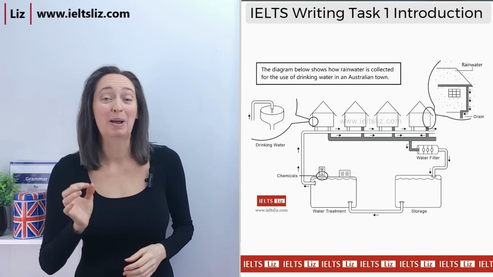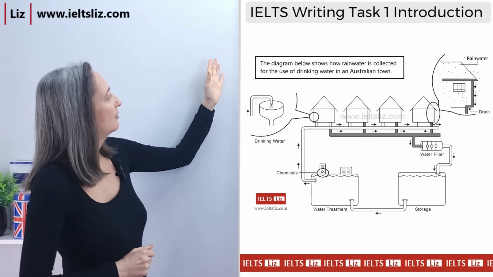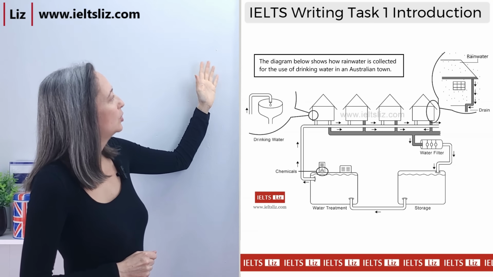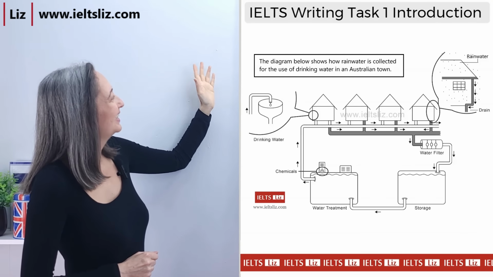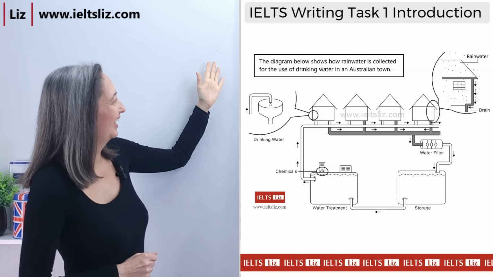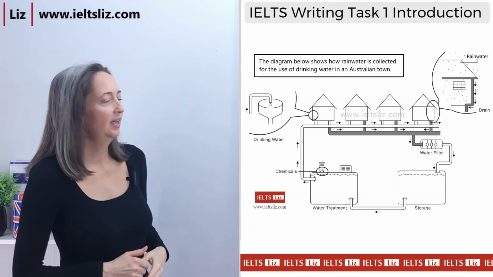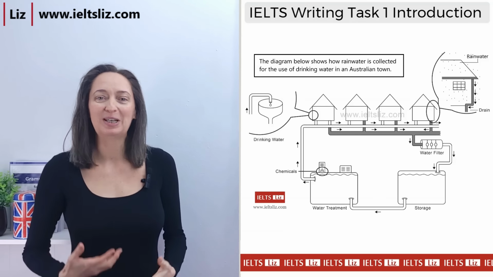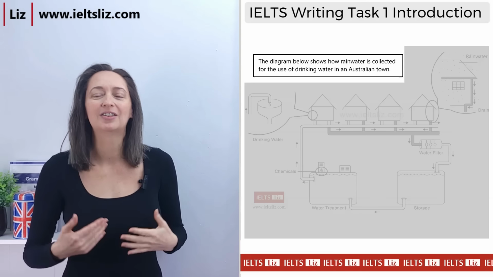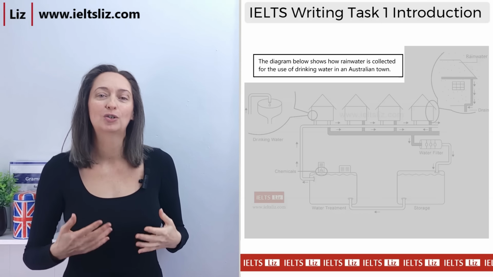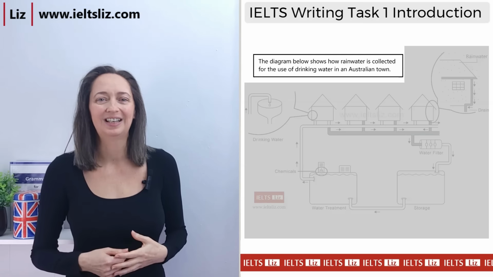Now let's look at the diagram about a process. And of course, we've got the description, so let's have a quick read. The diagram below shows how rainwater is collected for the use of drinking water in an Australian town. And then, of course, we've got the actual process itself. As always, we remove the information that doesn't go in the introduction, and the only thing that we are left with is the description. There are no titles, no subheadings, nothing extra to put in, just the description.